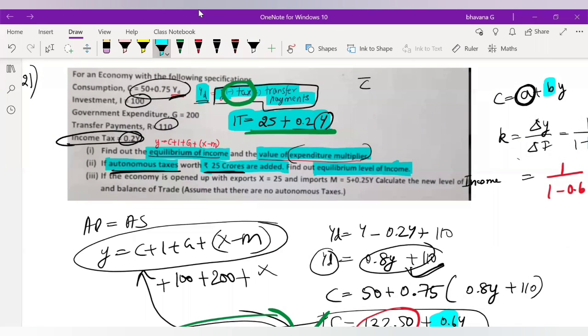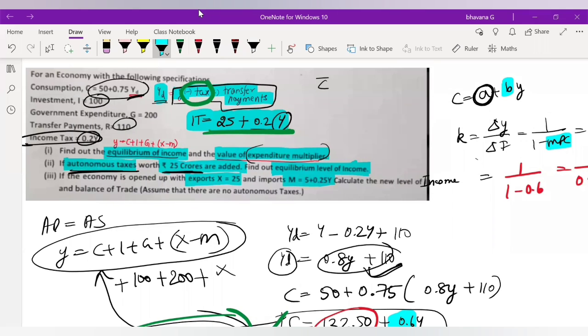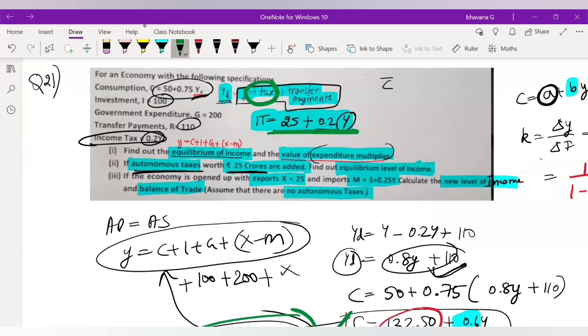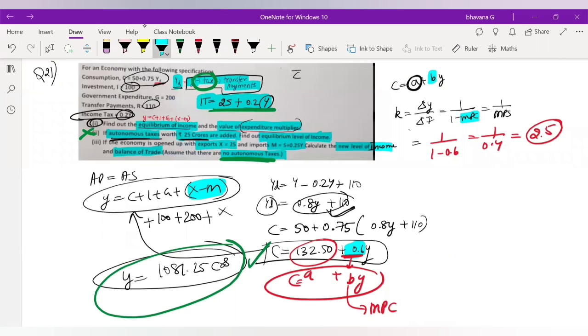Okay. Next, they have told you, if the economy is opened up with exports X equal to 25 and M is 5 plus 0.25y, calculate the new level of income and balance of trade, assuming that there are no autonomous taxes. Since they have told you no autonomous taxes, just ignore the second part. Remember, we saw earlier that we didn't have exports minus imports; I just gave an X. Here, you have to do plus exports, that is 25, minus imports, which is 5 plus 0.25y.